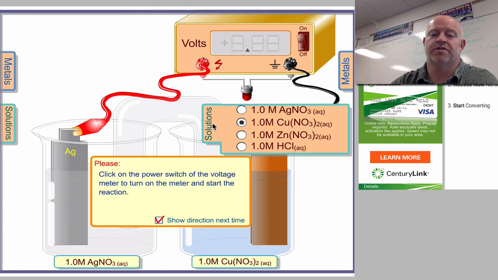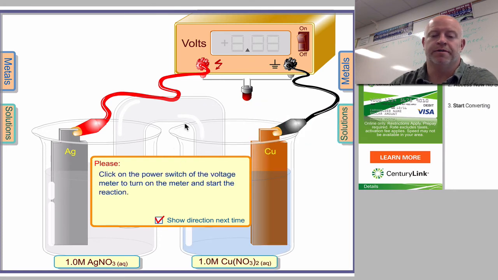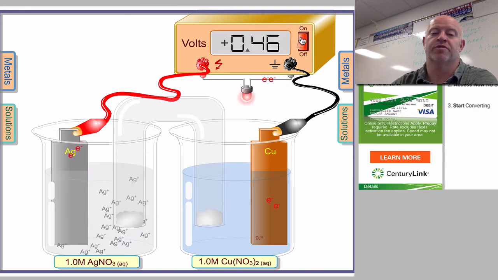So we have copper nitrate solution. As soon as I flip the switch on, we should see current flowing. Now we don't really know which way it's going to flow because we don't know if silver has a bigger reduction potential than copper, or copper has a bigger one. So we don't know which way the current's going to flow until we flip our switch.